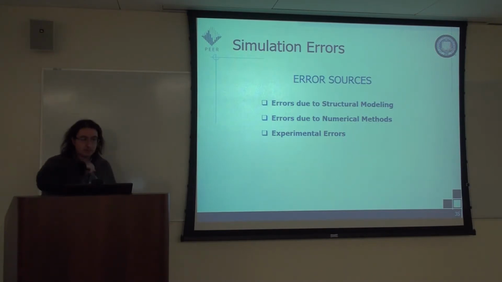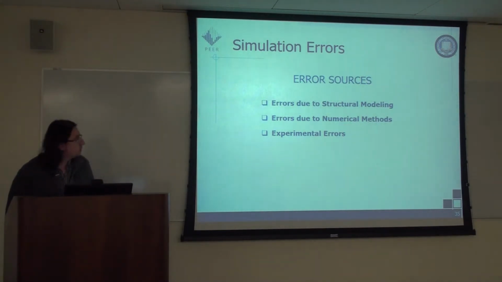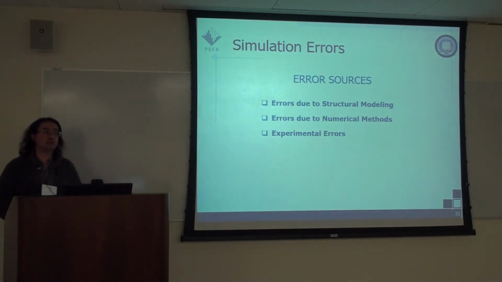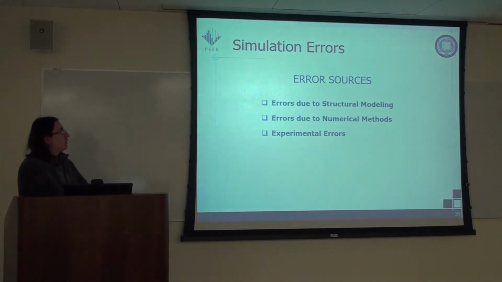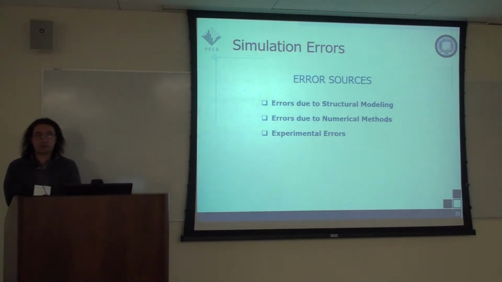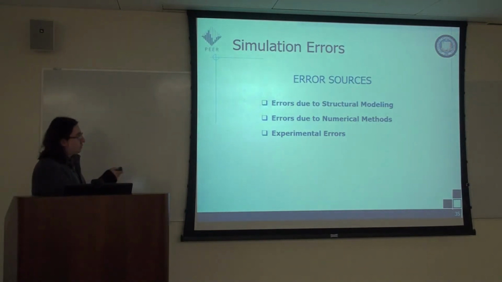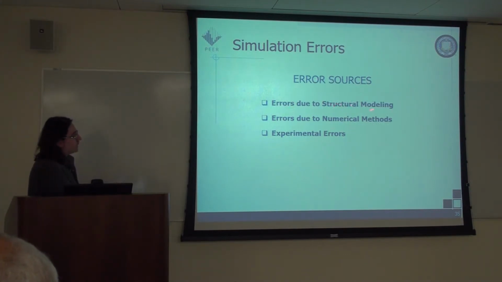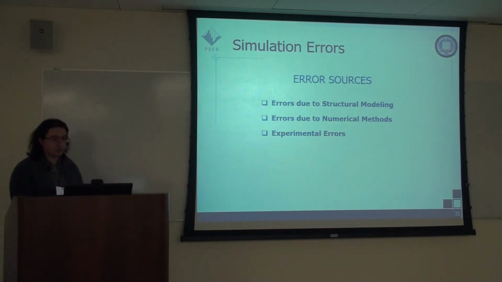So related to the simulation errors, since hybrid simulation is a combination of analytical and experimental simulations, the errors from analytical and experimental simulations contribute to the method in a negative way. So these two errors here, due to structural modeling and due to numerical methods, are those that are common with any analytical simulation. And also we have the errors that are due to the presence of a control system, which are the experimental errors.